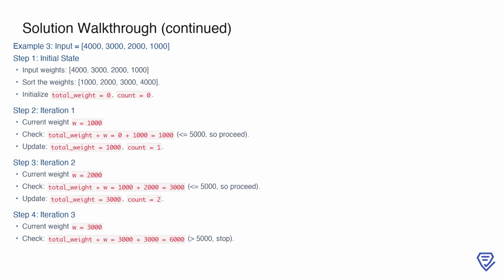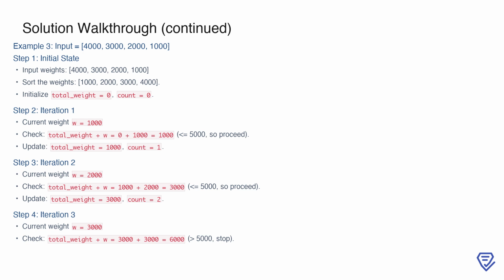We proceed by updating total_weight to 1000 and incrementing count to 1. In the second iteration, we take the weight 2000. Adding this to our current total of 1000 results in 3000, which is still less than or equal to 5000. We update total_weight to 3000 and increase count to 2.